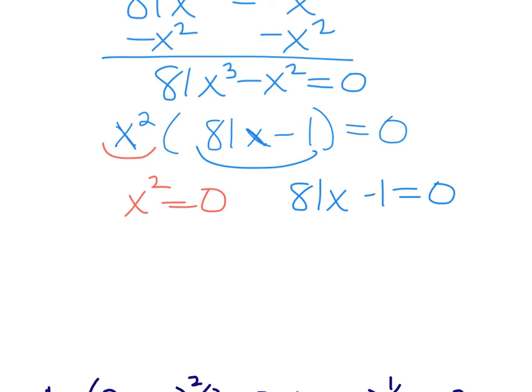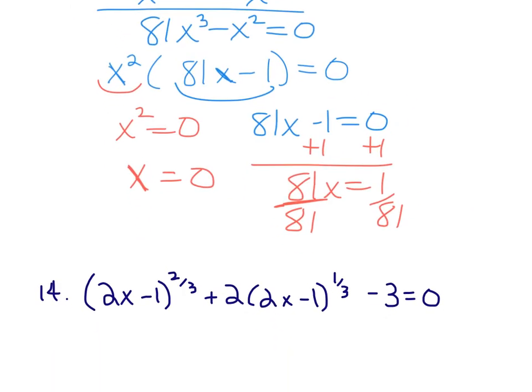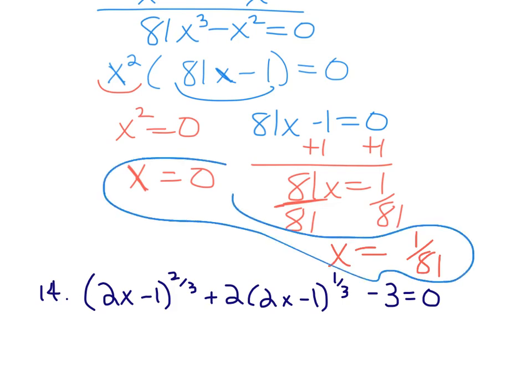For the x squared, when I try to square root that, it's just x equals 0, no plus minus. Here I'll add 1. 81x equals 1. Divide by 81. X equals 1 over 81. So my solutions are 0 and 1 over 81.